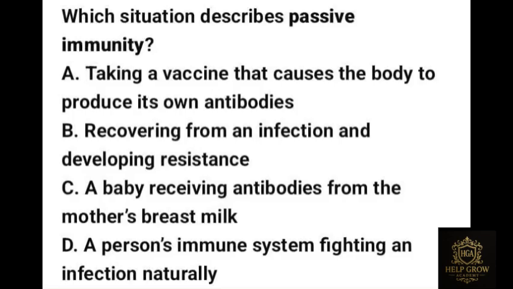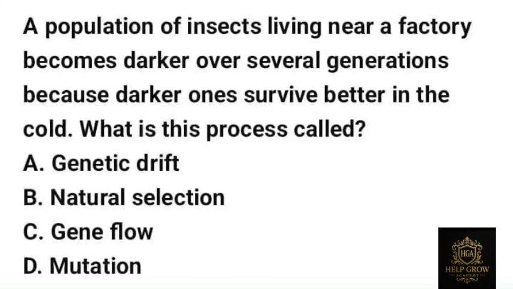And remember the JAMB. Question 7 says, a population of insects living near a factory becomes darker over several generations because darker ones survive better in the cold. What is this process called? A. Genetic drift. B. Natural selection. C. Gene flow. And D. Mutation. The correct option there is option B.